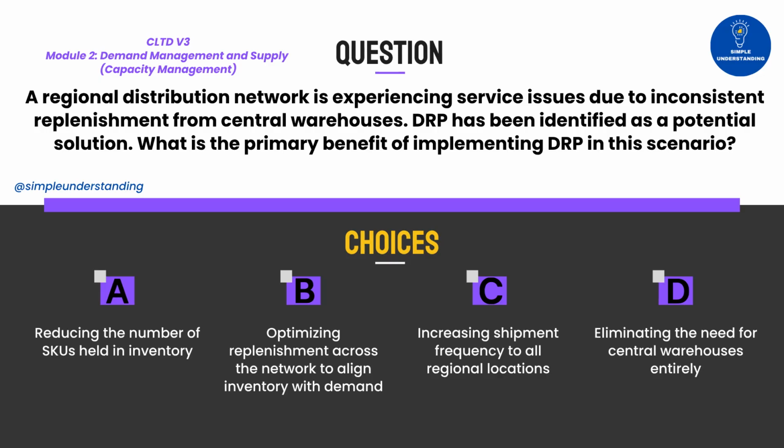A. Reducing the number of SKUs held in inventory. B. Optimizing replenishment across the network to align inventory with demand. C. Increasing shipment frequency to all regional locations. D. Eliminating the need for central warehouses entirely.